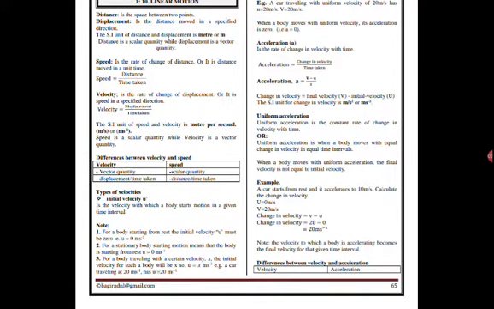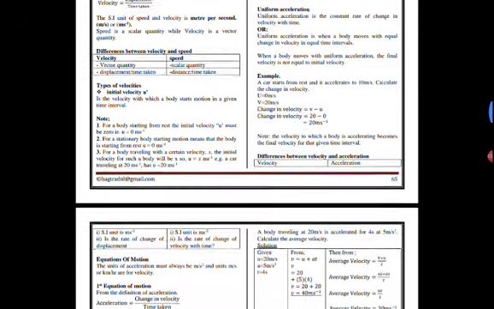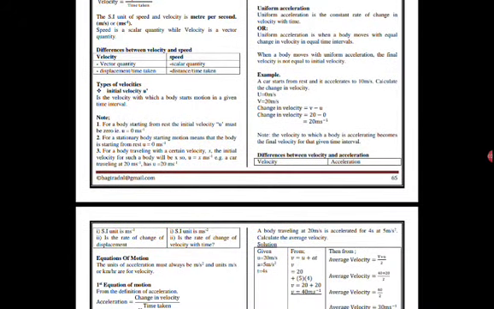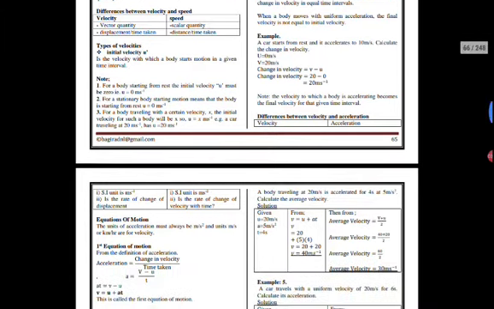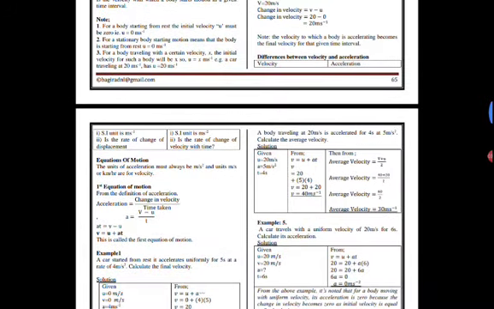Then we have differences between velocity and acceleration. We earlier agreed that when we are stating the differences, we draw a table, put velocity on one side and acceleration on the other side. Velocity, SI unit is meters per second. Acceleration is meters per second squared. Velocity is the rate of change of displacement, while acceleration is the rate of change of velocity with time.